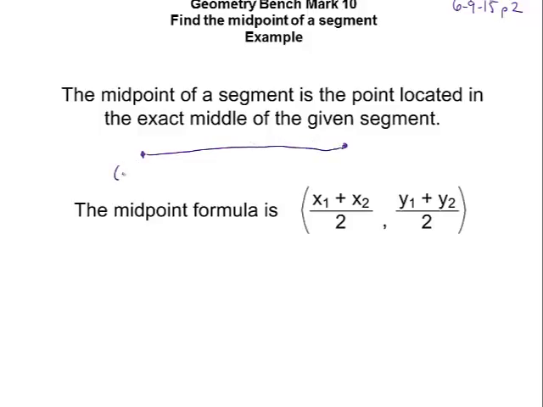This end would be x1, y1. And this end would be x2, y2. So you add the two x's together, divide by 2. Add the two y's together and divide by 2. And that's when you get your midpoint, which is right here. Dividing by 2 because it's halfway between the x's.